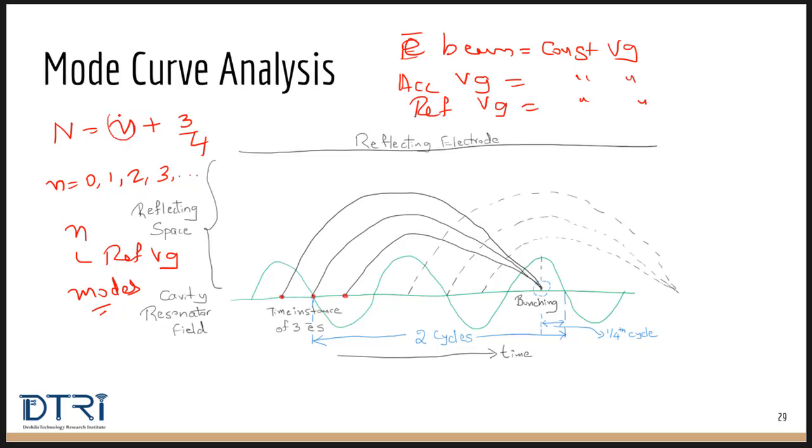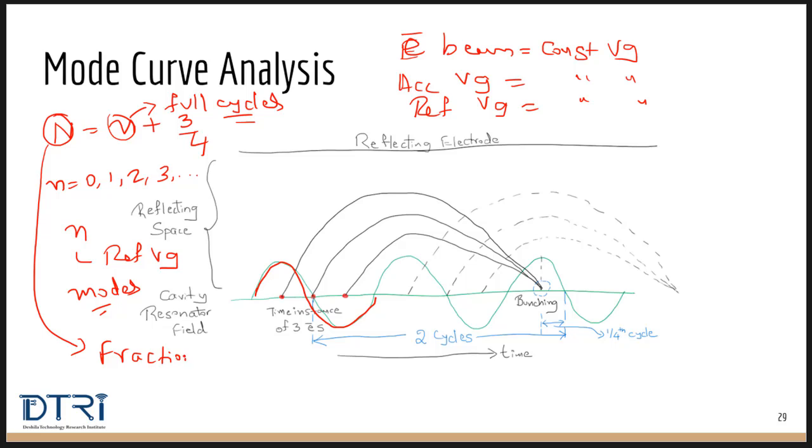Here, small letter n represents full cycles of the resonating frequency. That is, this is a full cycle. One cycle. Small n represents the full cycles, and capital N represents fractional cycles. So if n is equal to 0, then N is equal to 3 by 4. So this is a fractional cycle. This is not a full cycle. And this is what we need to create bunching.